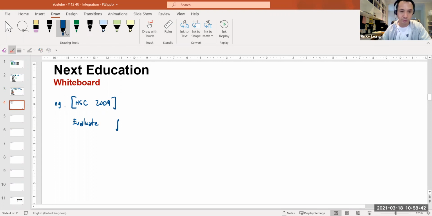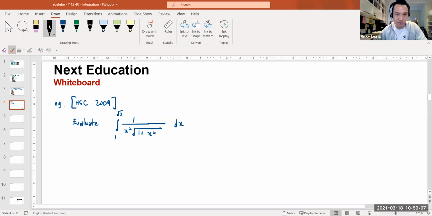An integral between the limits of 1 and root 3, of 1 on x squared, root, oops, big root there, 1 plus x squared, dx, right? So, remember what I said before, it doesn't matter what else is around. There's 1 on x squared here, that's fine. I need to get rid of this square root, so I'm going to target my substitution to do exactly that.